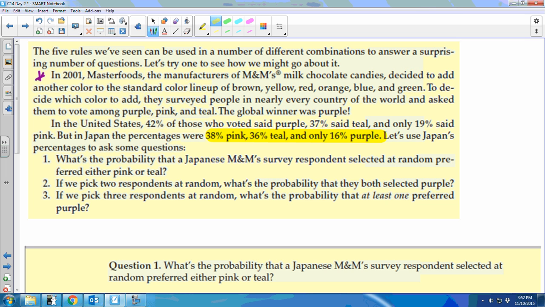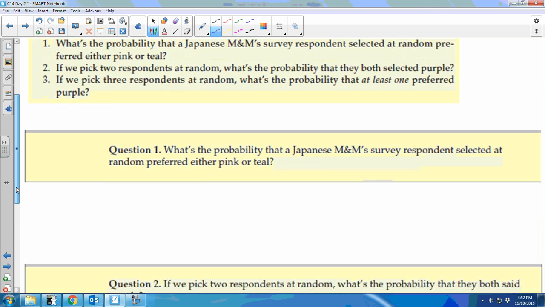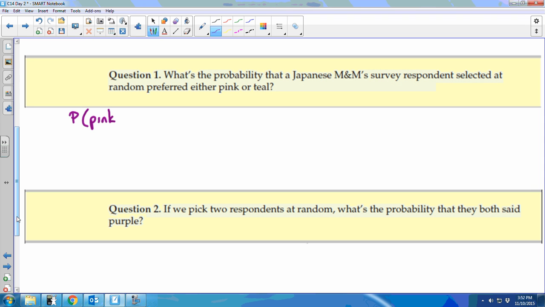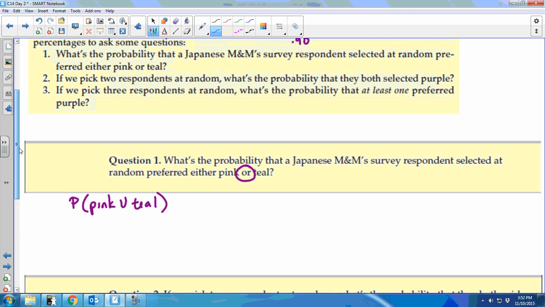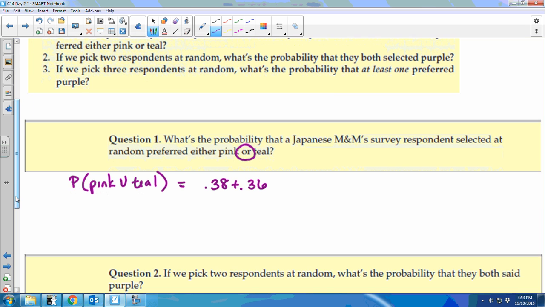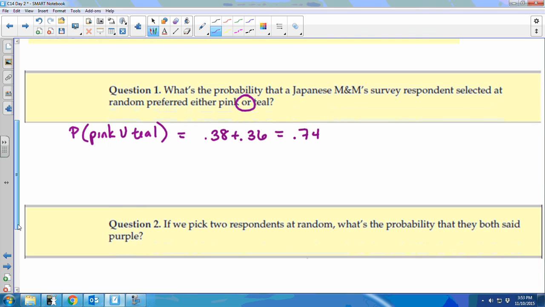And side note, this is why you got to be careful. If you add all these up, you only get 90%, so there's 10% missing. Just thought I'd throw that out there. So the probability that you get either pink or teal was the selection. Since we're looking for one or the other, we can add, because they can't be pink and teal. They can't choose pink and teal. So we get 0.38 plus 0.36. That should be 0.74. Not too bad.